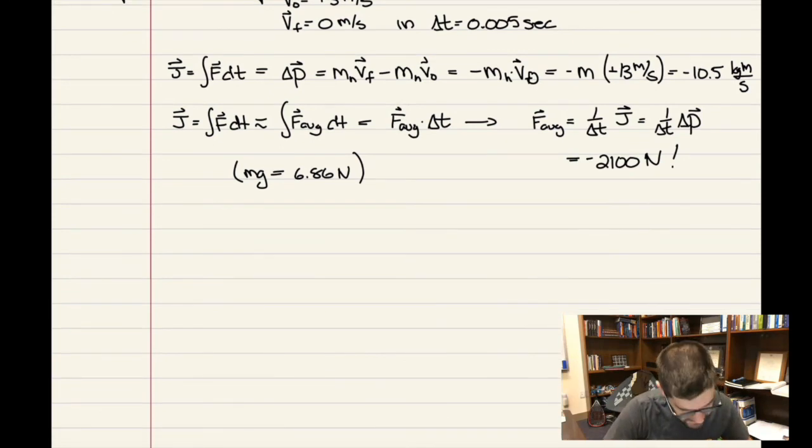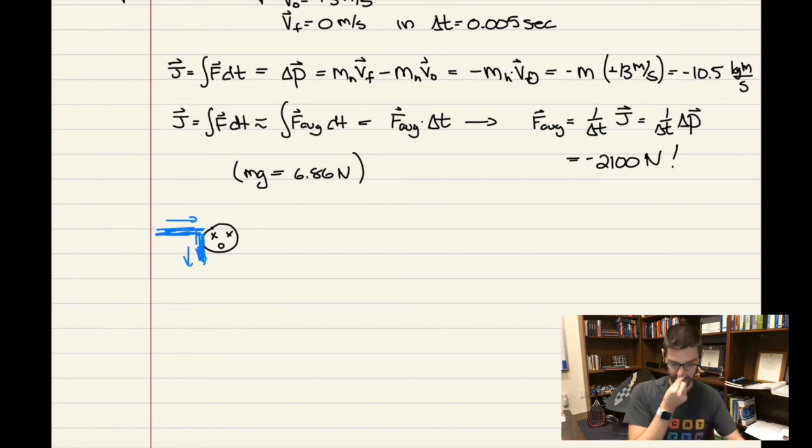Suppose it's a nice summer day. We're outside. You're standing still, hanging out. I then take a water hose and spray water directly into your face. The water comes at some horizontal velocity, hits your face, and then essentially just dribbles straight down. So it hits your face horizontally, and then falls off your face vertically.